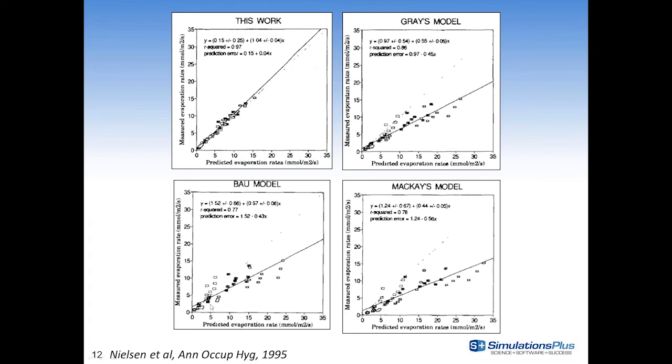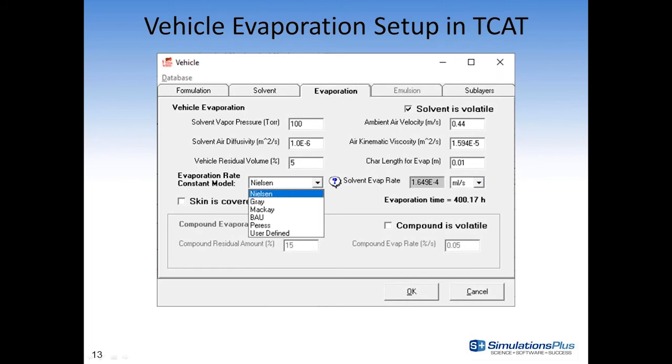And this is just showing some of the work from the Nielsen paper, where they were also looking at some of the previous models. So, unsurprisingly, in their paper, their model performed the best. And as I said, as far as we can tell from limited data, this one is our default, and it seems to perform best.